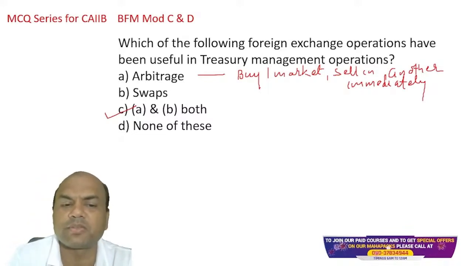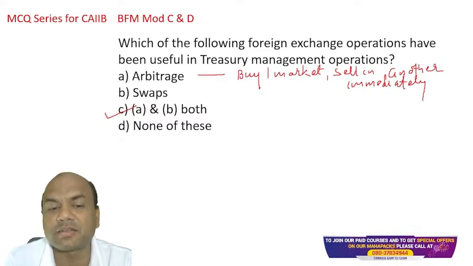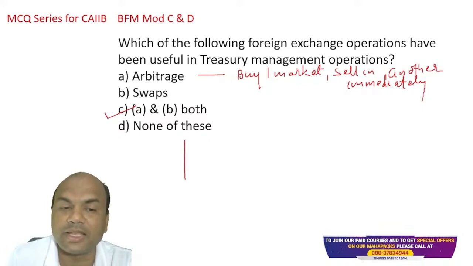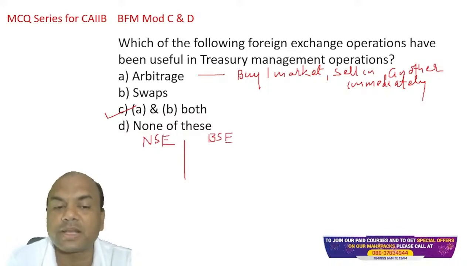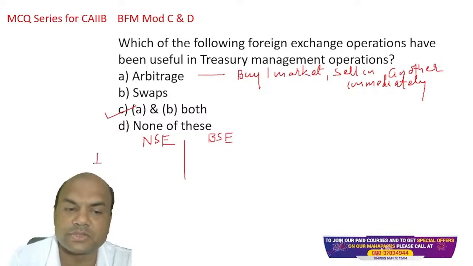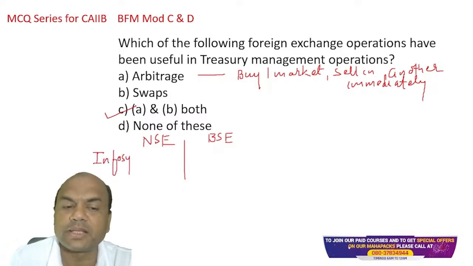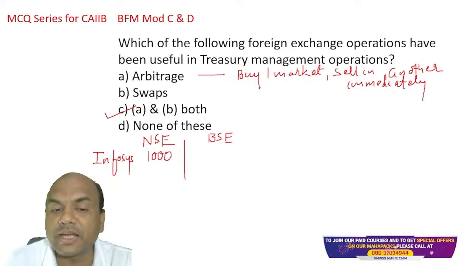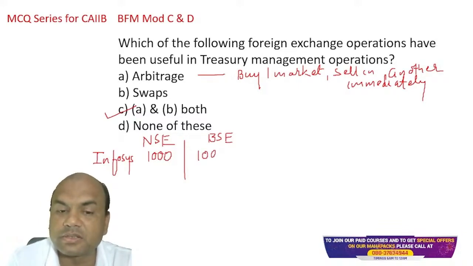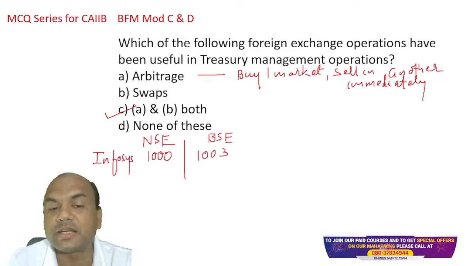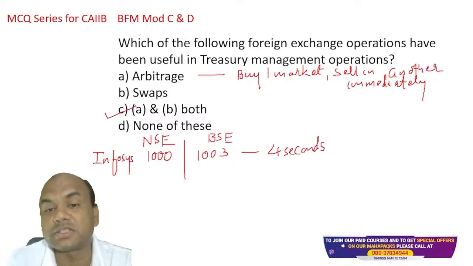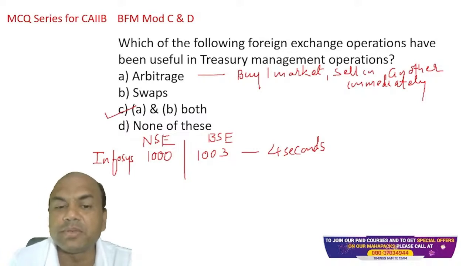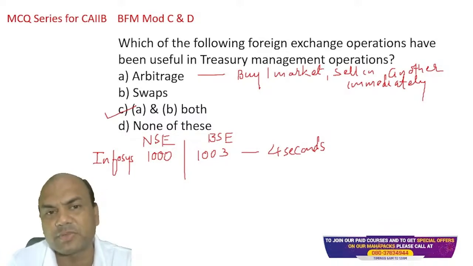I'll explain with one simple example. How many stock markets are there in India? There are two, NSE and BSE. Many times there is a difference in prices. Let's say Infosys price on NSE is 1000, and on BSE at the same time it is 1003. This difference remains for hardly 4 seconds, nowadays with technology hardly 3 seconds max. It immediately collapses and the prices match.